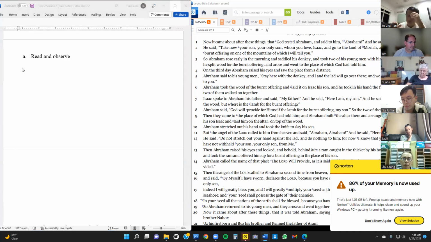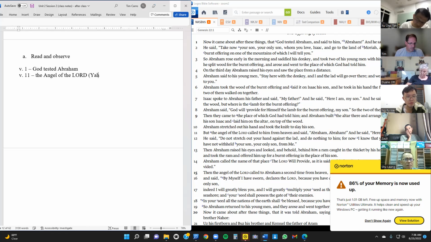For me, verse 8 and then verse 14 is obvious. The second one is verse 8 and 10. And also verse 1, we see God tested Abraham. And also, when we come to verse 11, the name of God is changed. I mean, the angel of the Lord. Yeah, he comes on the scene in verse 11, the angel of Yahweh.